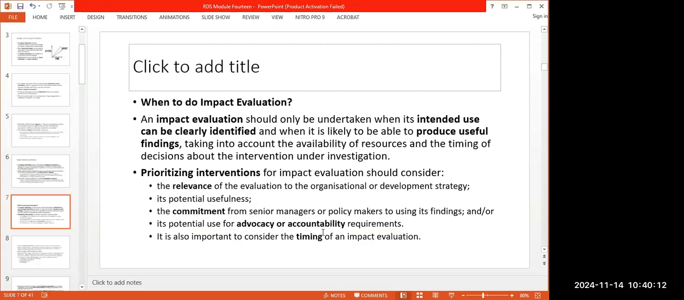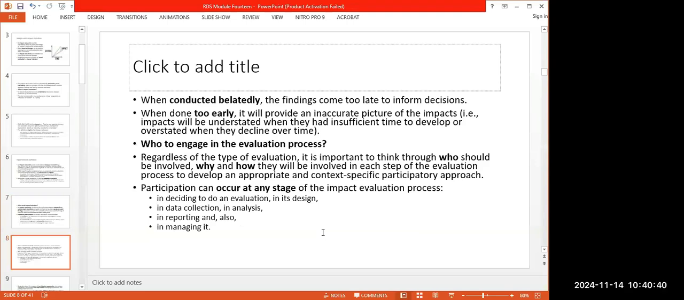Of course, timing is also another reason for prioritizing interventions. Timing may also be because of where you are in terms of time, maybe at the beginning, at the midterm review stage, or at the end. So time can also be a factor that you consider when you want to decide whether to have an impact evaluation. There are two choices here. You can do it belatedly, late, or you can also do it too early. So it's something that you must decide.